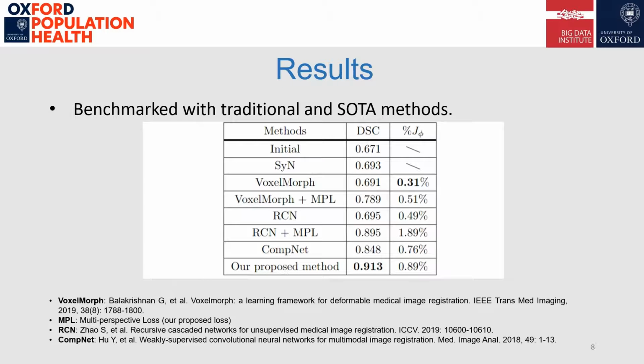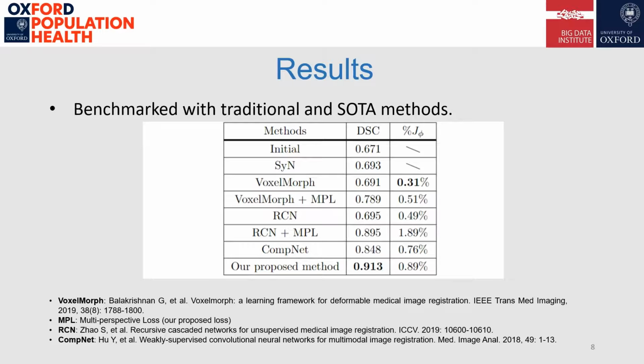We benchmarked our method against several others, including traditional multimodal registration methods like SyN and state-of-the-art deep learning based methods such as VoxelMorph, RCN, recursive cascaded network, and CompositeNet. For VoxelMorph and RCN, we substituted their default loss functions with ours, MPL, multi-perspective loss function. As shown in this table, our method achieved the highest accuracy.